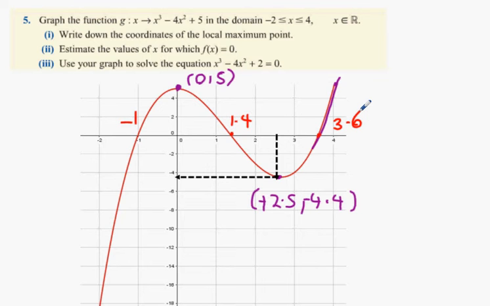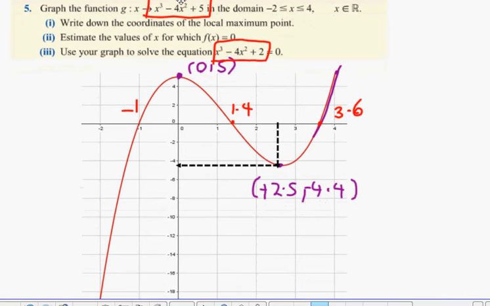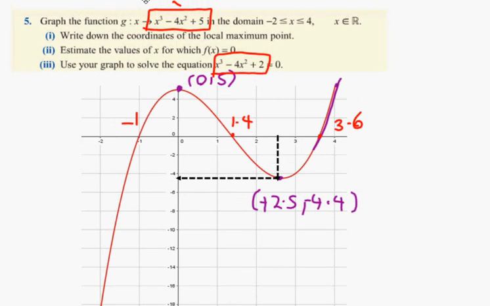Okay, now here's the hard one. Use your graph to solve the equation x cubed minus 4x squared plus 2 equals 0. That's not a quadratic, is it? And it says use the graph. Why would it say use the graph? Is there any similarity between this one here and this one here? Yeah, and you see this is the y value, isn't it? That's how we calculate the y value. We put in an x value and we use that formula to calculate the y value. Would you agree with that?